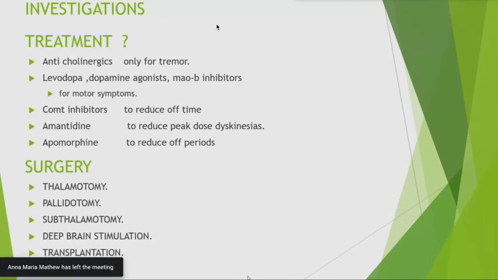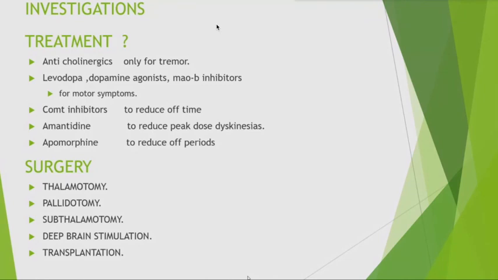The problems of these patients were mainly tremor. We tried to analyze tremor. Second was rigidity. We tried to analyze rigidity. Third one was bradykinesia. So out of these three, which is the most disabling for this patient? Sir, bradykinesia. So bradykinesia is the most disabling symptom.